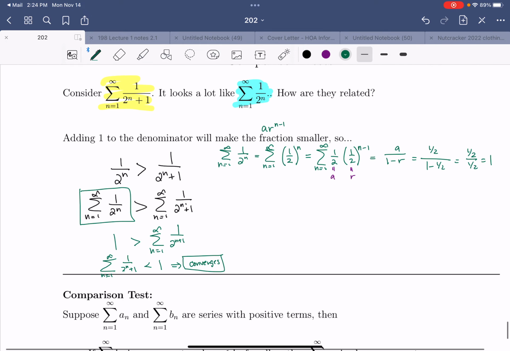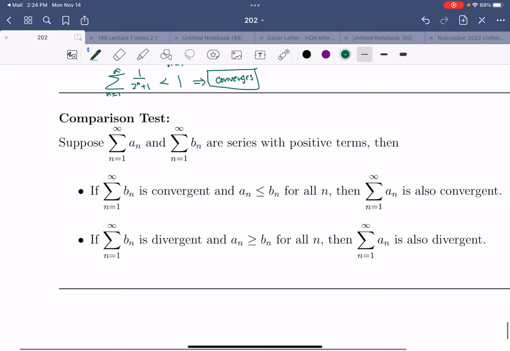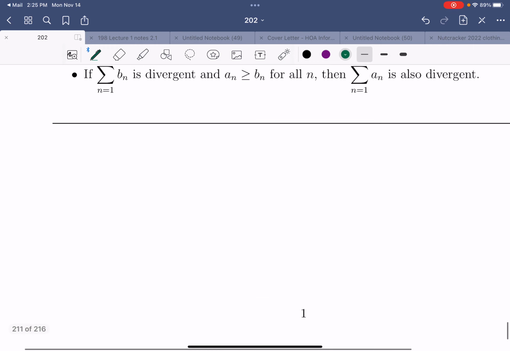And therefore it must converge. And the formal way we say that is that this is the comparison test. So if we have two series with positive terms, then if the second one is convergent and my series is less than or equal to that one for all n, then my series is also convergent. If the second series is divergent and my series is bigger than that for all n, then my series is divergent. Now, why might this be true?